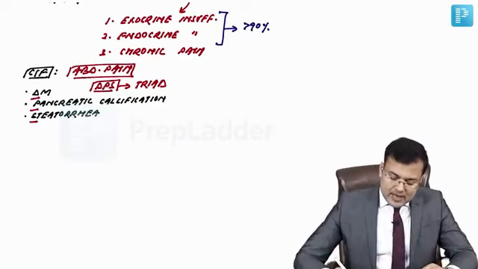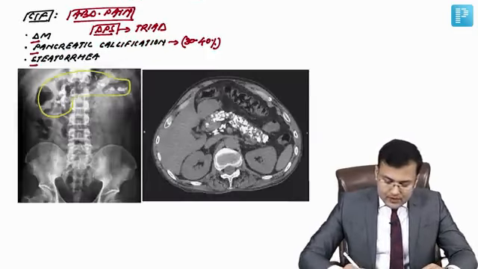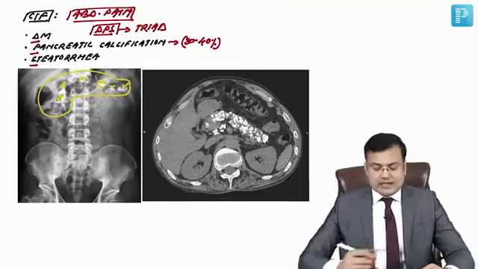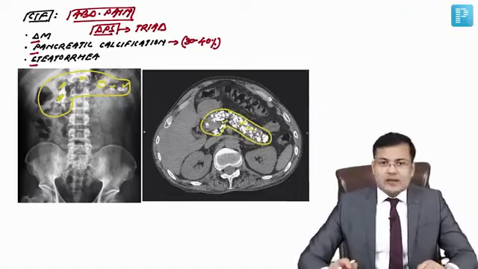In how many cases is pancreatic calcification seen? Generally, it is seen in 30 to 40% of patients. So in this image, you can see what? There is evidence of calcification in the pancreas. This is an X-ray, and here you can see on CT, pancreatic calcification in chronic pancreatitis.